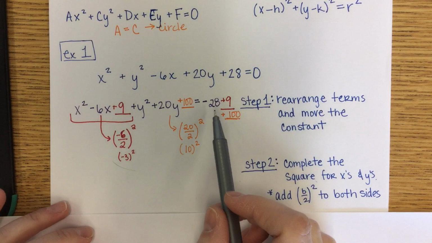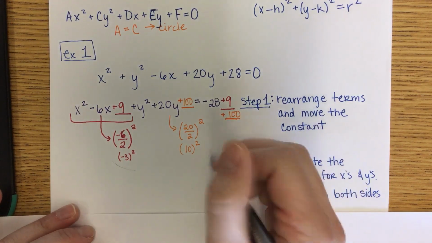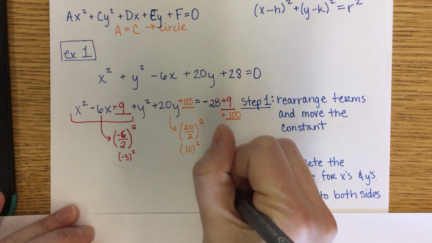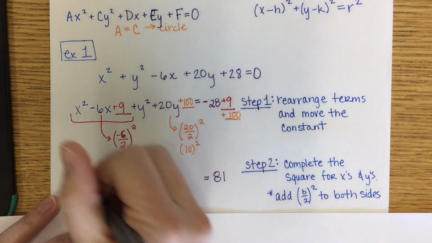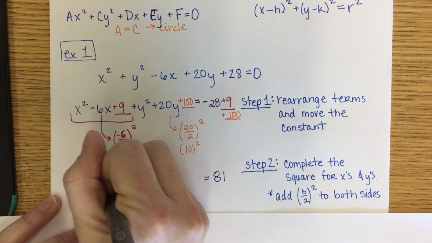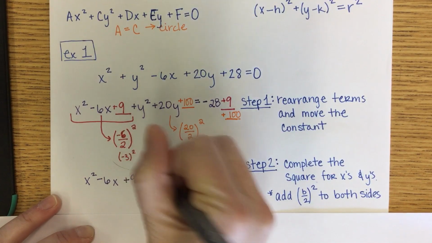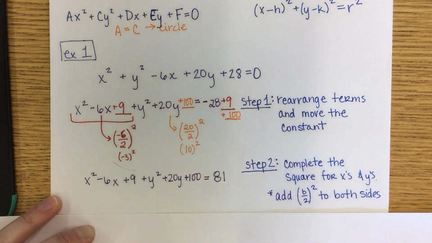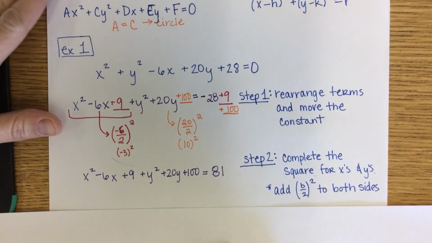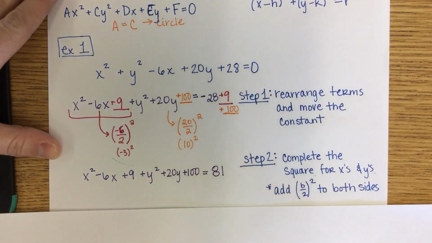So now that I have this, I have a situation in which I can simplify a little further. If I take all of my constants that are on the right side, I believe those should add to 81. And so then what I'm looking at is x squared minus 6x plus 9 plus y squared plus 20y plus 100. Now, I don't typically write this step out completely. I would typically work with what we have here, but I just wanted you to see that.